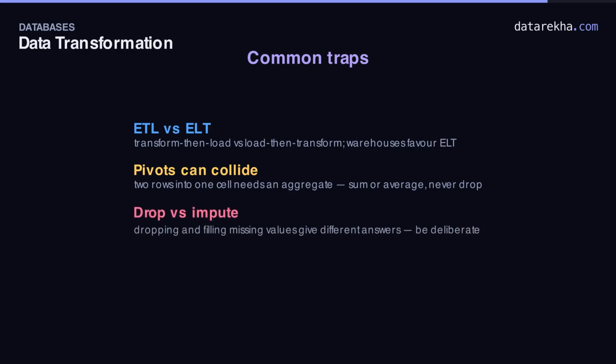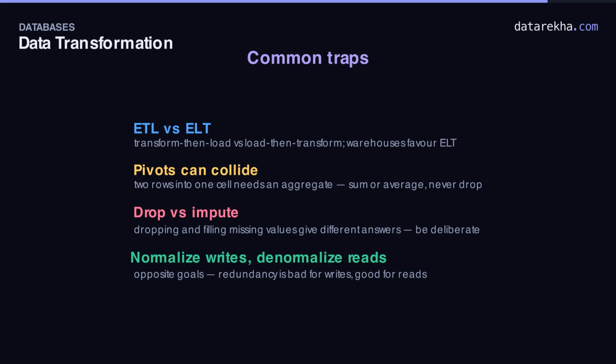Trap 3. Careless missing values. Dropping a row and imputing a value lead to different results. Choose on purpose and know what your choice does to the numbers. Trap 4. Applying the wrong shape. Normalize for writing, no redundancy. Denormalize for reading, redundancy on purpose. They pull in opposite directions.